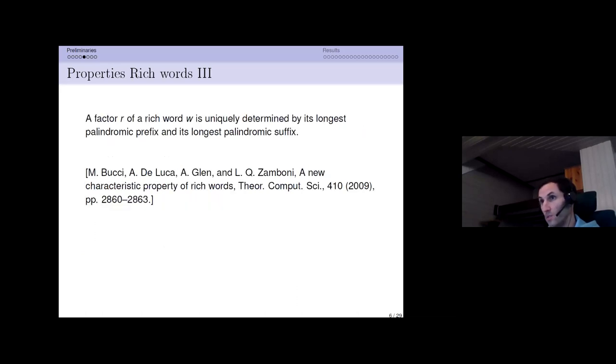Okay, so these are the basic properties. And there is also one important property, it is this one. A factor R of a rich word W is uniquely determined by its longest palindromic prefix and its longest palindromic suffix. This property has been proved in the paper A New Characteristic Property of Rich Words, from the authors Bucci, De Luca, Glen, Zamboni. Also, I hope I pronounced the names correctly. If not, I apologize. And this property is important for us.